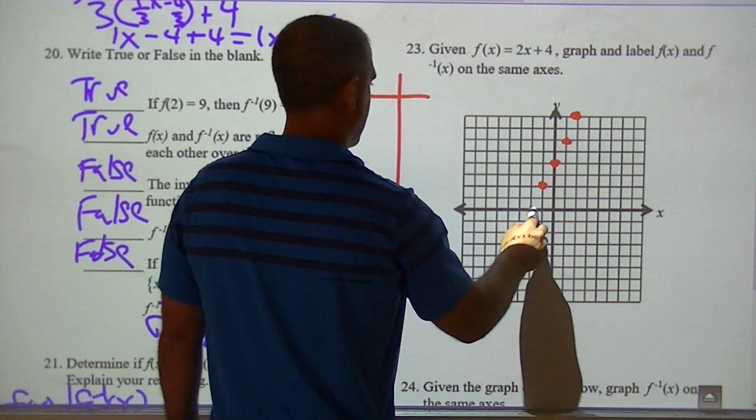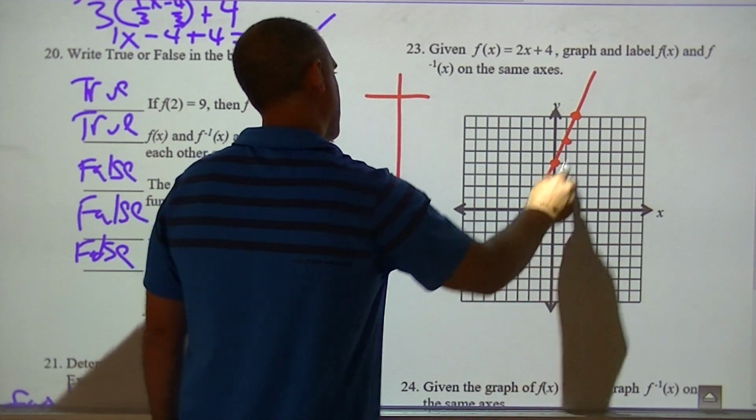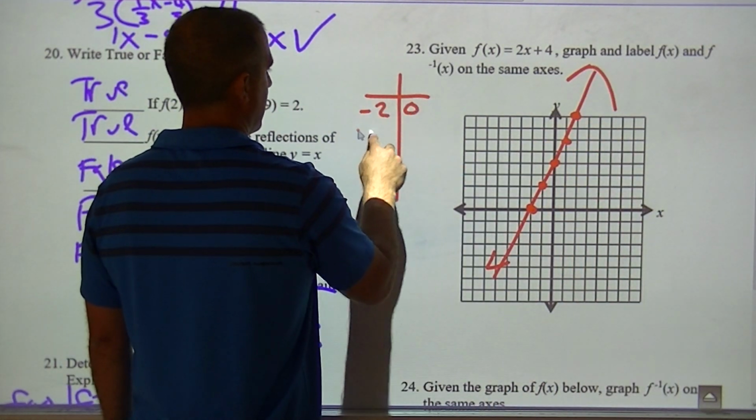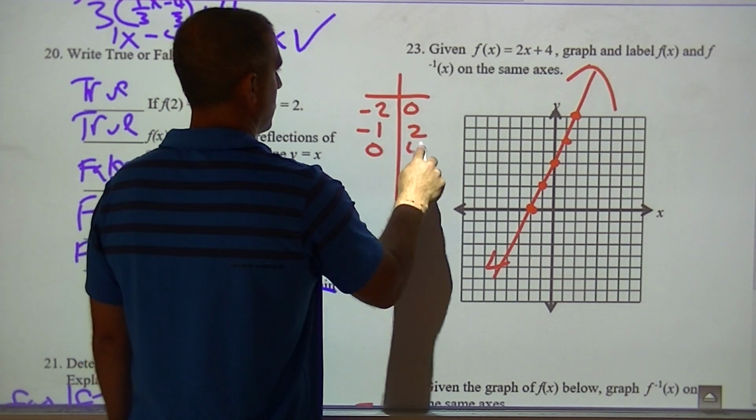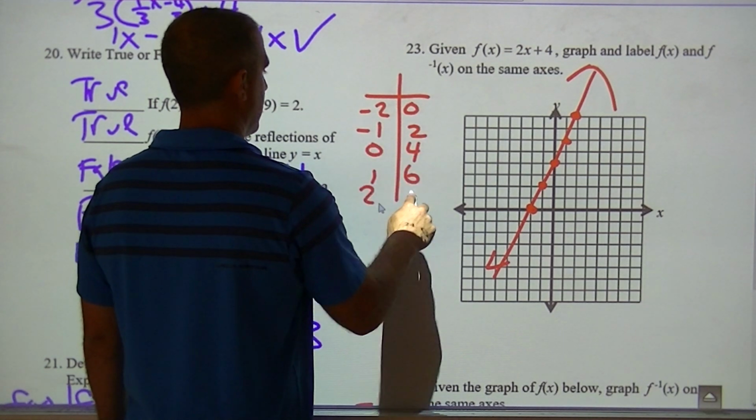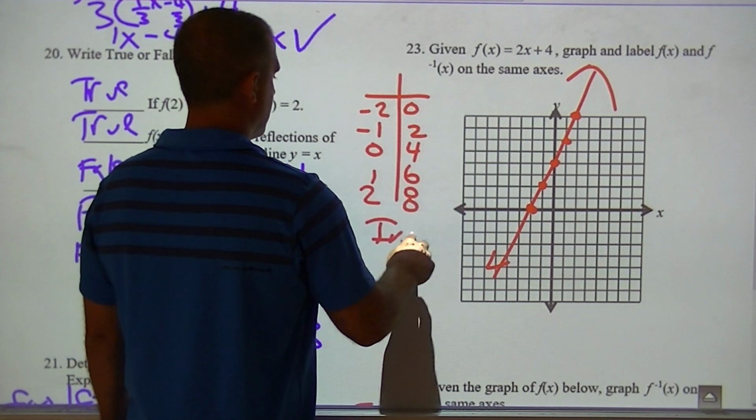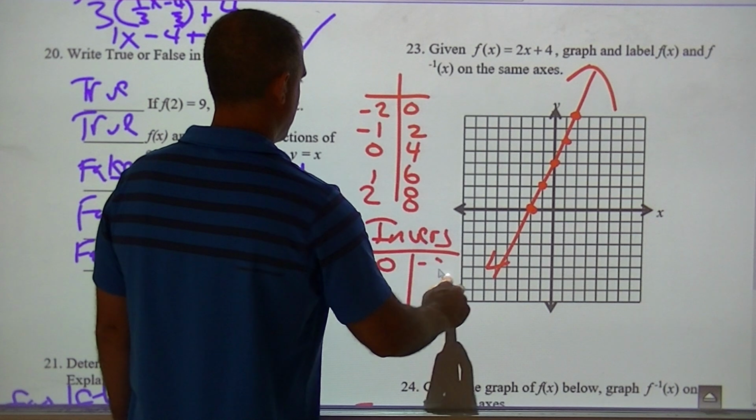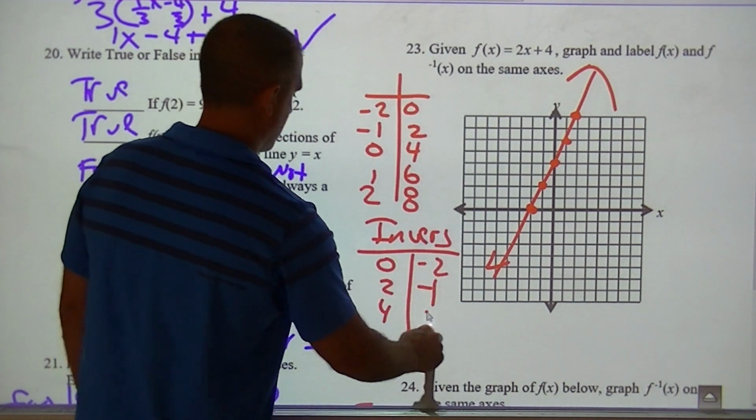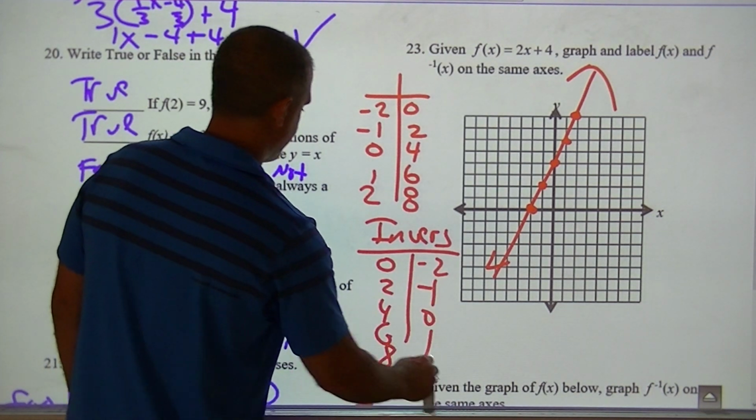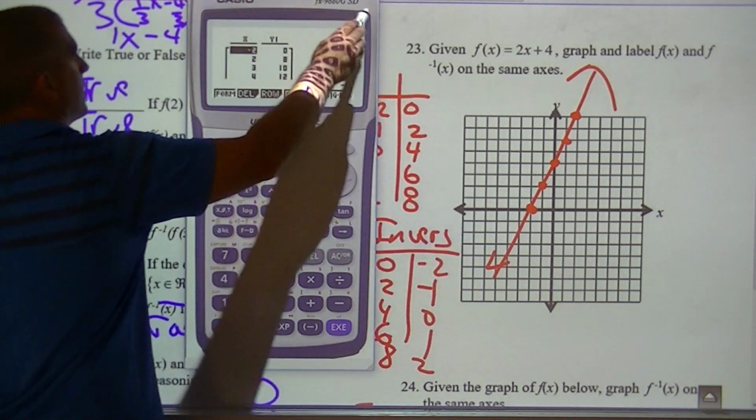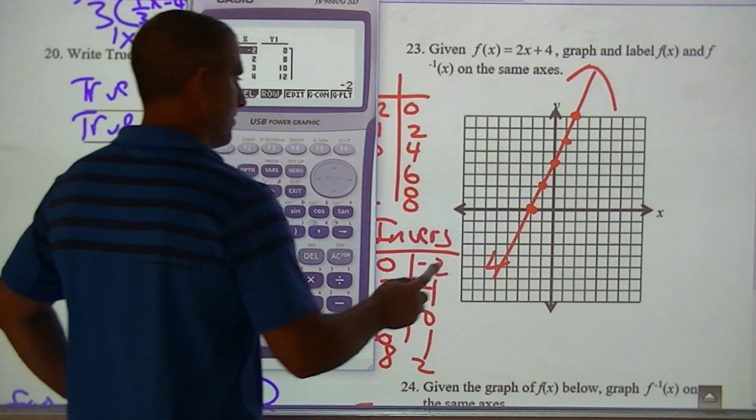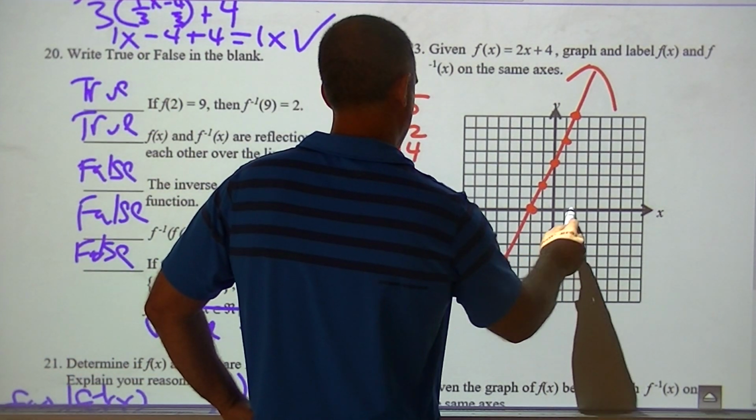So the idea here is, this is that one. What points did I have? I had negative 2, 0. I had negative 1, 2. I had 0, 4. I had 1, 6. I had 2, 8. So what the inverse should be: 0, negative 2, 2, negative 1, 4, 0, 6, 1, 8, 2. I'm going to graph that in blue.